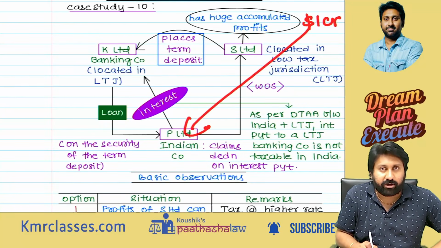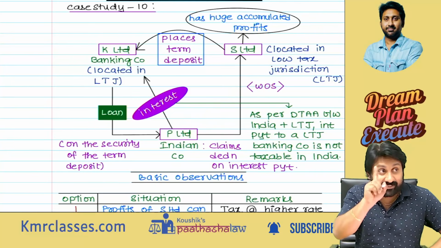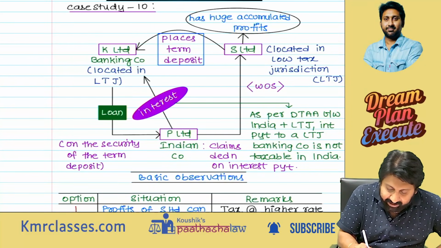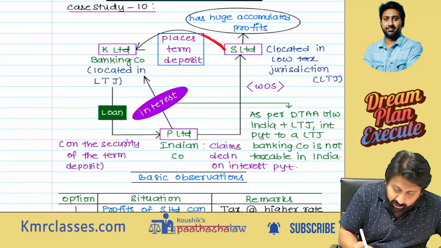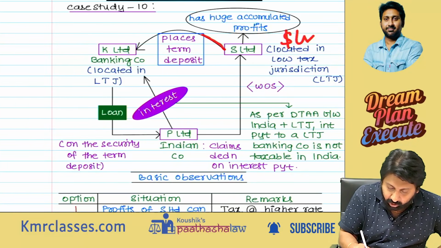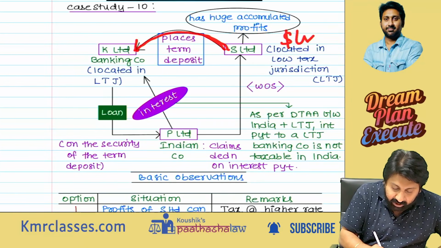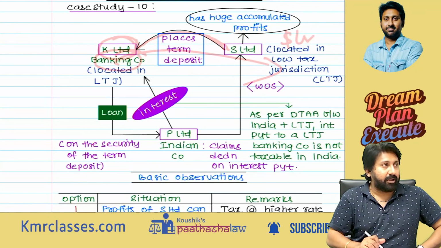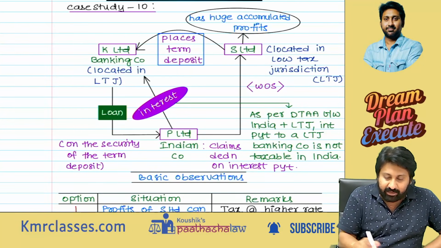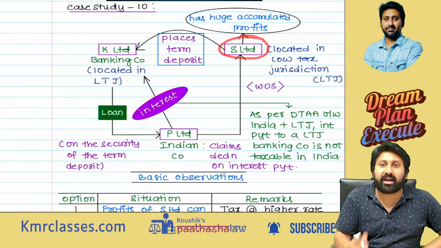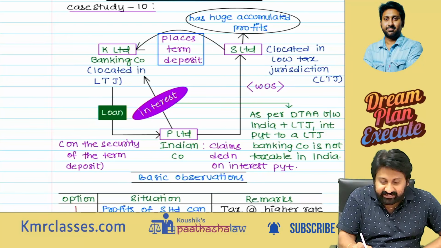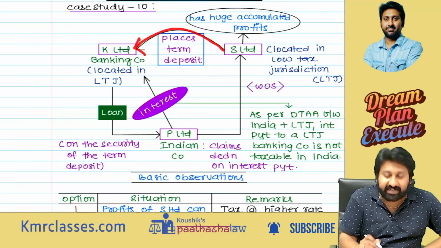So it didn't want to do any of this. Therefore, see what happened. See how smart people are. S Limited placed this accumulated profit, this $1 crore, as a deposit with K Limited, a banking company in the same low tax jurisdiction country. See, S Limited is located in Mauritius, a no tax jurisdiction. Okay. This S Limited will place a deposit.